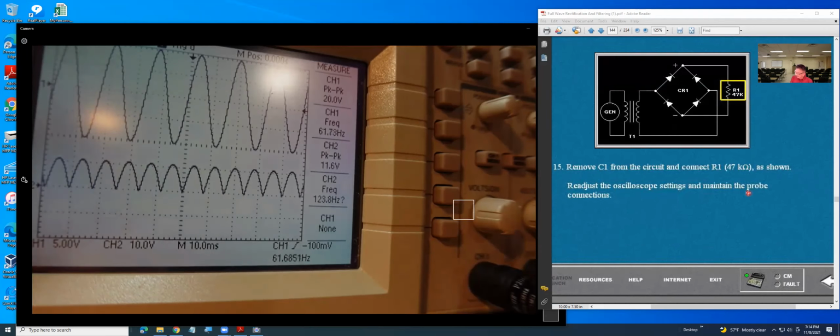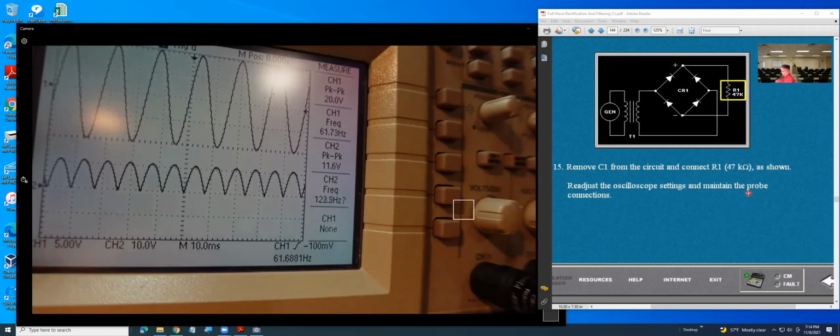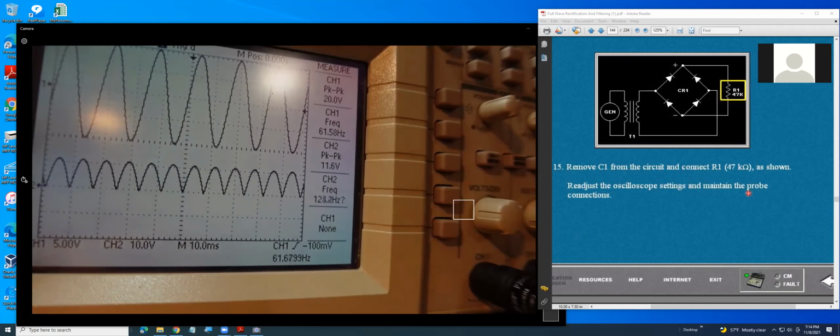Parallel. Okay, let us look into the circuit. So now if I connect R1, okay, and it looks like you can connect R1 and you cannot connect C1. Oh, you can't? Yeah, on the circuit. All right, okay, thank you. So let's see what's next here.